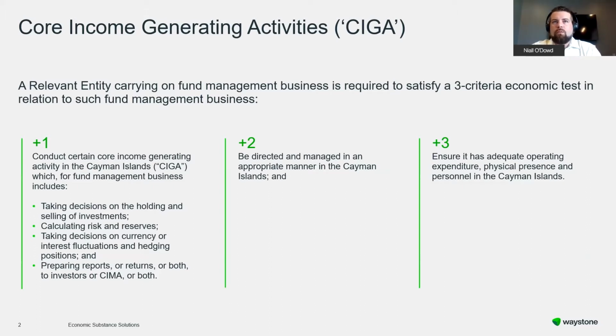So I suppose what would be a good idea here is I'll quickly recap on what the core income generating activities are. This is what the regulator looks for with regard to satisfying the economic substance test. Briefly on screen, you'll see here the three main elements. Firstly, there's the decision making: taking decisions on the holding and selling of investments, calculation of risk and reserves, taking decisions on currency or interest fluctuations and hedging, or preparing reports or returns, or both, to investors or SEMA.